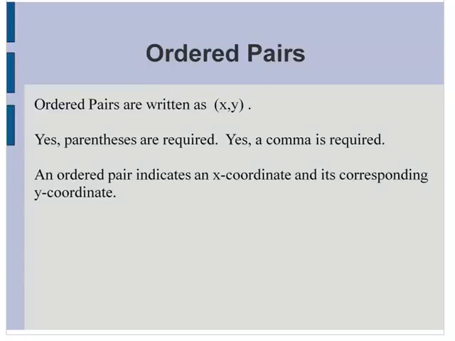Alright, so now another thing that we're going to be using are these things called ordered pairs. And ordered pairs are written as x comma y. Yes, we need parentheses, and yes, a comma is required. This ordered pair indicates an x coordinate and its corresponding y coordinate. So it tells us where in space, in the flat surface, this point lies. It tells us an x coordinate and a y coordinate so we can locate it.